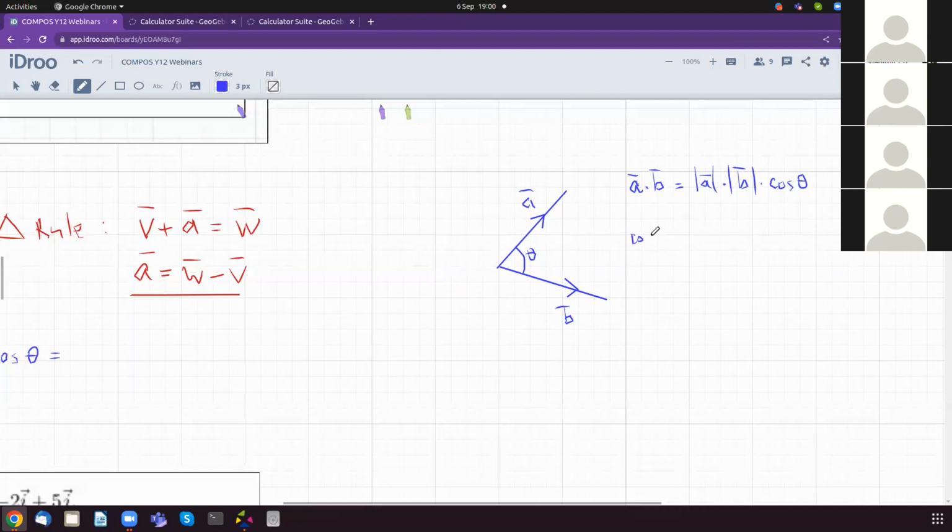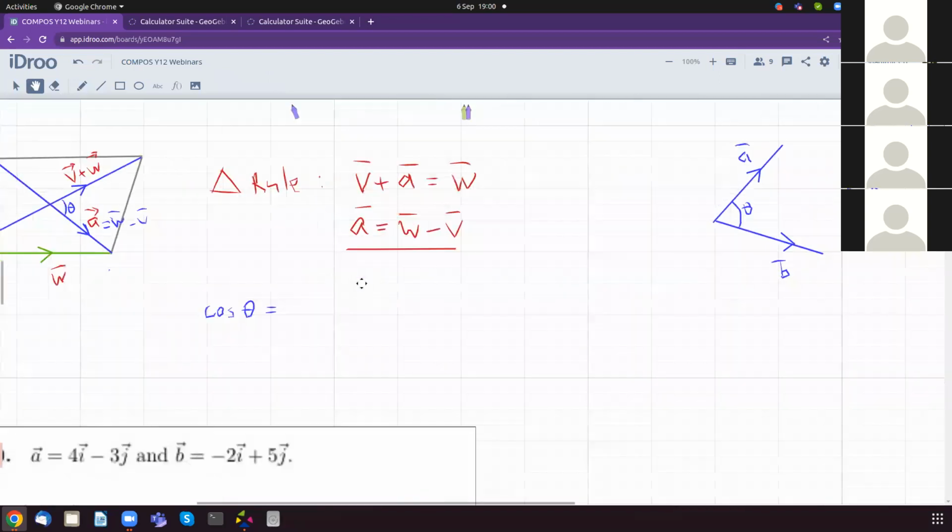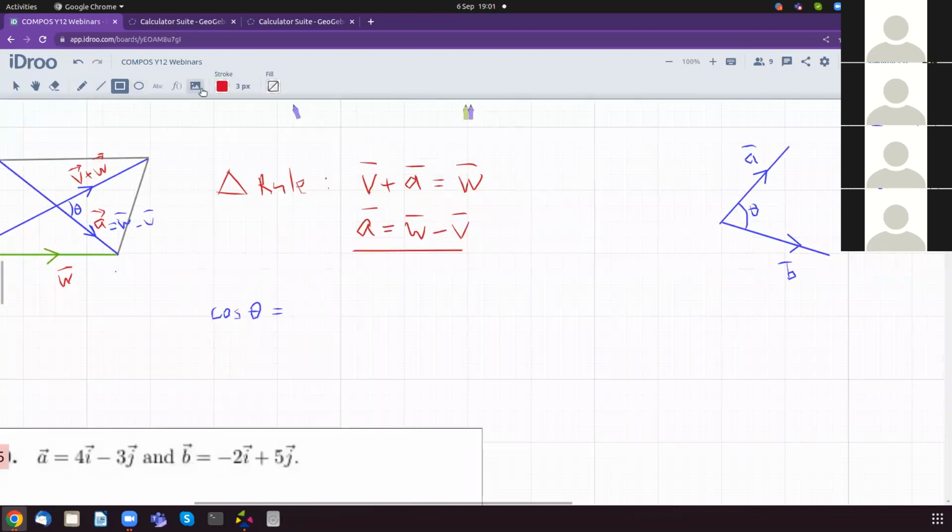So to find cosine theta, you need to do A multiplied by B, divided by modulus A modulus B. And we apply this. We are trying to find the angle between this vector and this vector. So we find V plus W multiplied by W minus V.